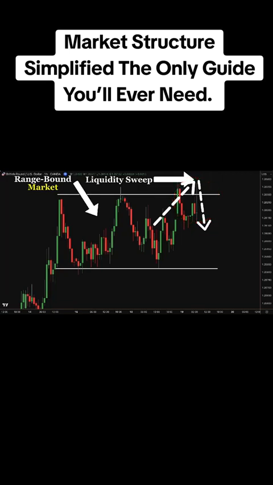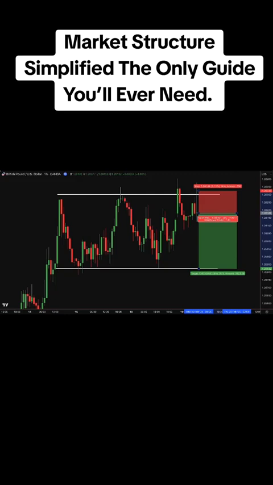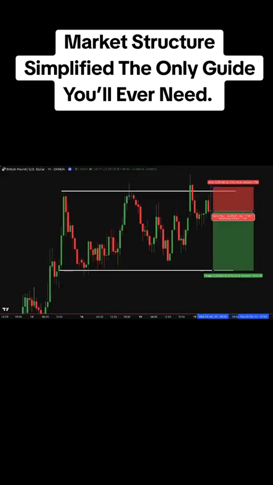Here's how you trade this rejection. Entry at the close of the bearish rejection candle. Stop loss just above the wick over the resistance zone. Target the next support level. You're simply playing the edges of the range, using liquidity traps to your advantage.